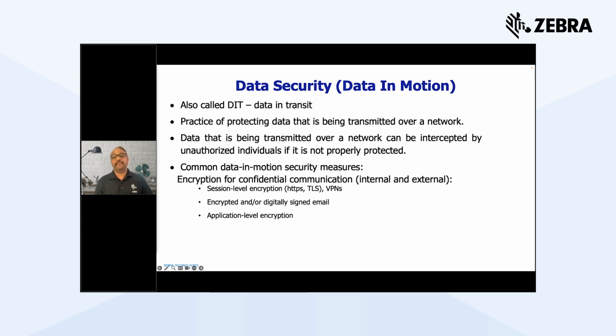The next one is email messaging. When you exchange emails, make sure that emails are digitally signed messages. They help you verify the sender and the integrity of the message. And application level encryption, which is used to protect data in transit between specific applications, such as messaging apps or file transfer programs.